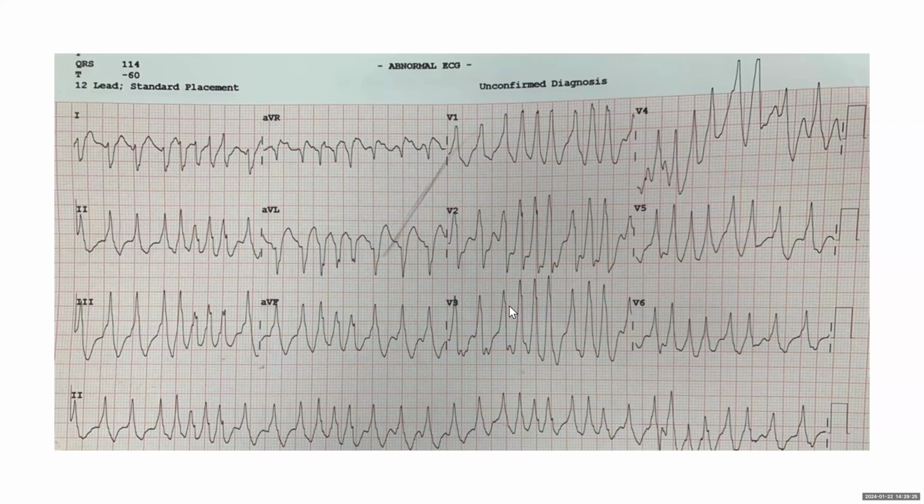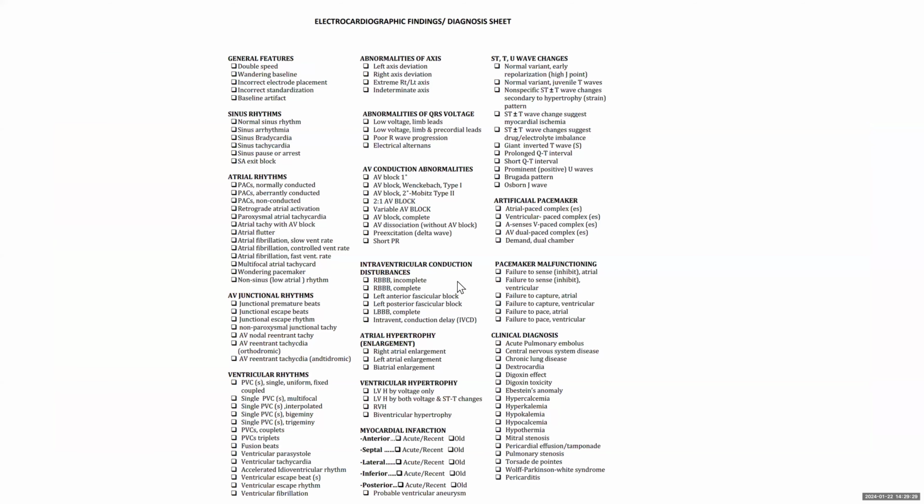Good. So this is pre-excited AFib. So the codes, you can code pre-excitation delta wave. I don't think you can code short PR because it's atrial fibrillation, right? So there is actually no PR. But you can code pre-excitation, you can code atrial fibrillation with fast ventricular rate.